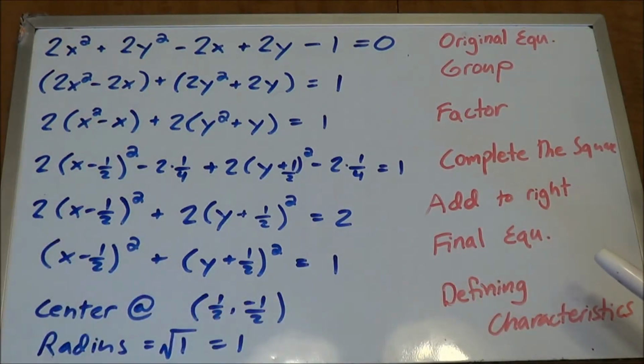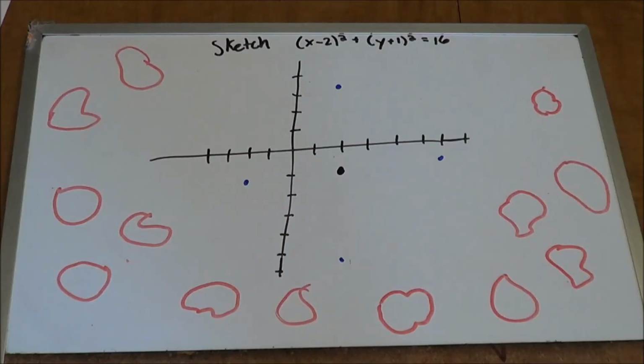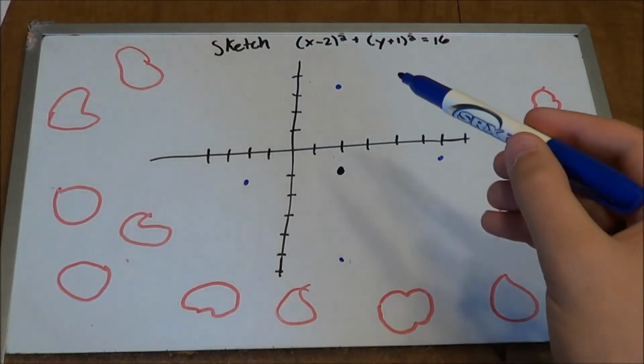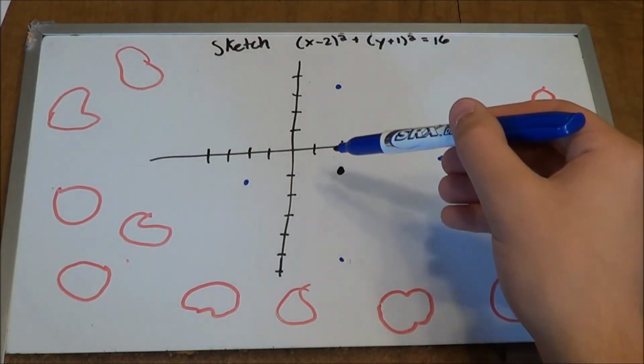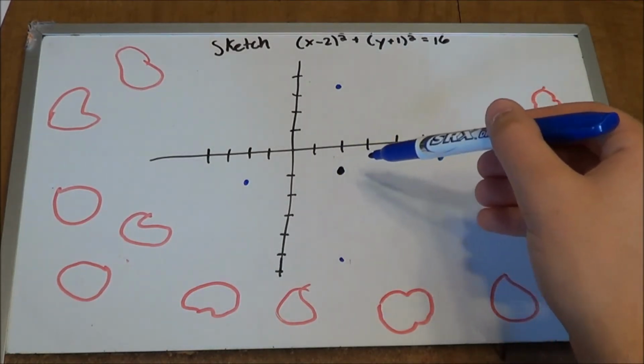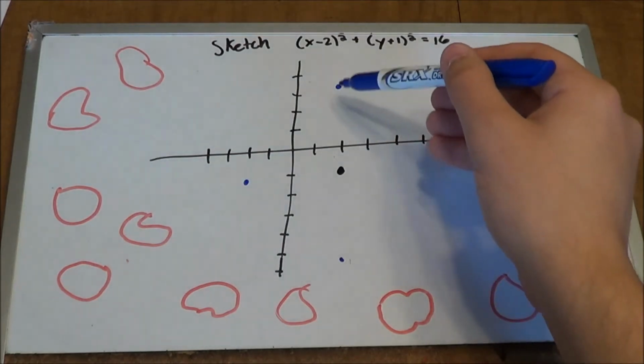What does that tell us? The center of the circle is at 1/2, negative 1/2, and the radius is the square root of 1, or 1. Quick note about sketching the graph. What I tend to do when drawing circles is draw a point where the center is, and then move out however far the radius is in 4 directions.